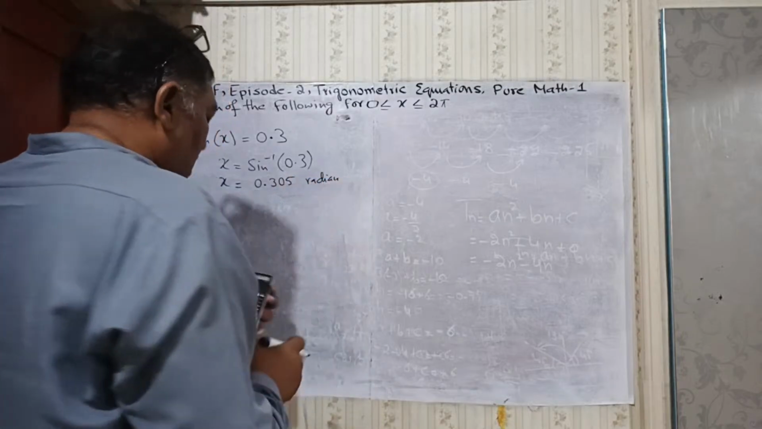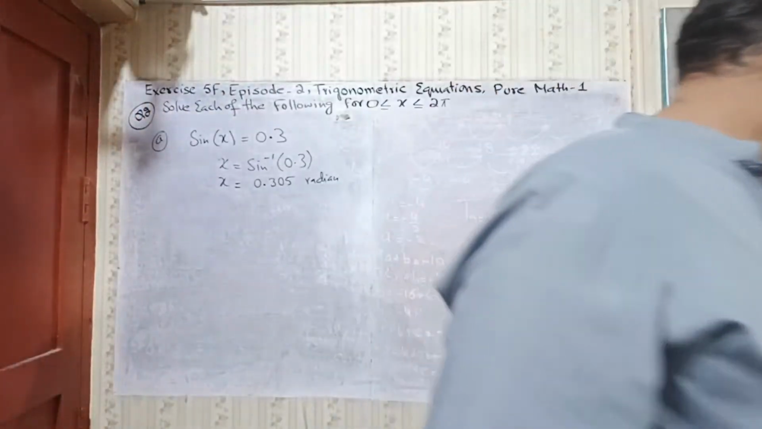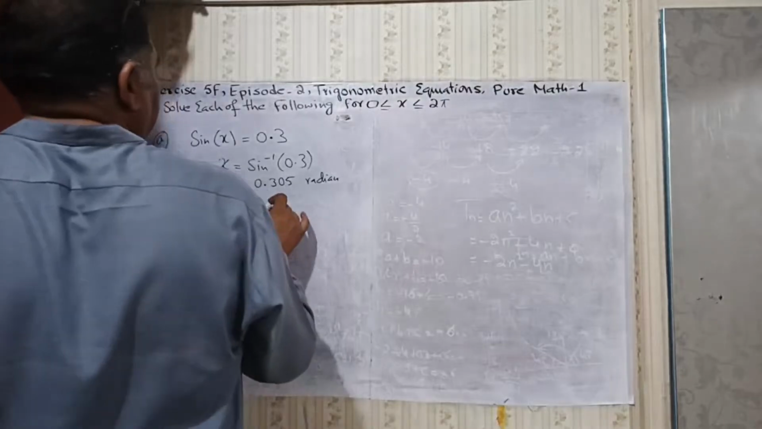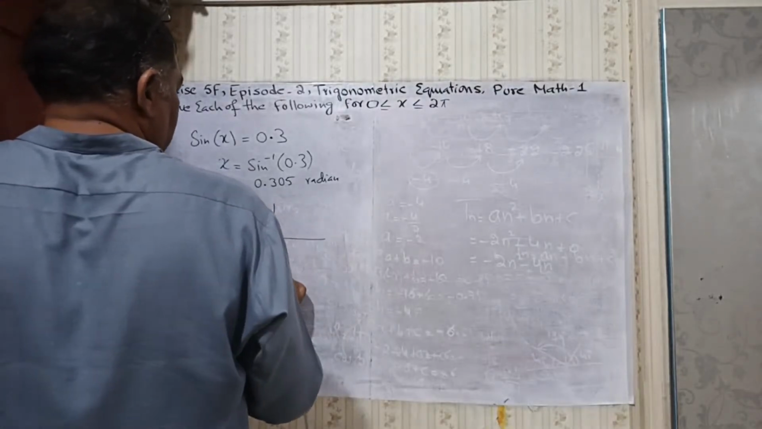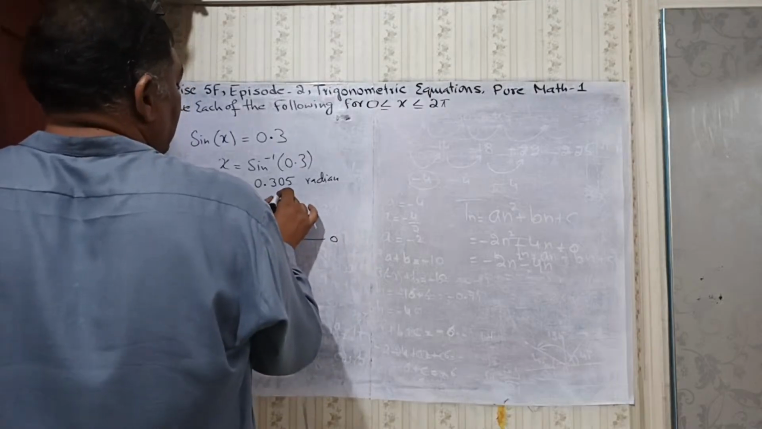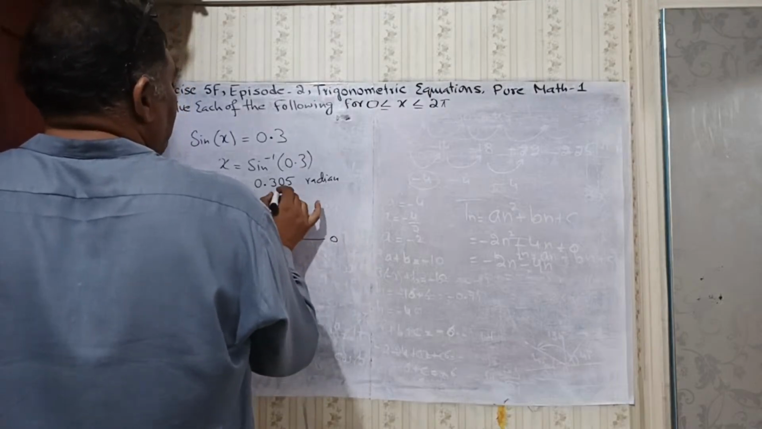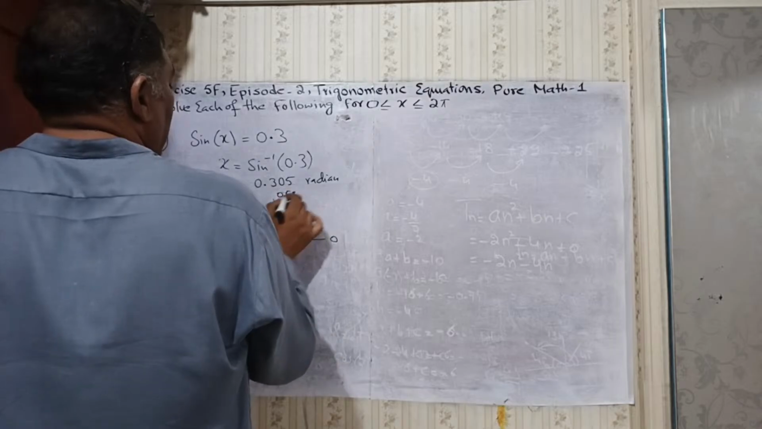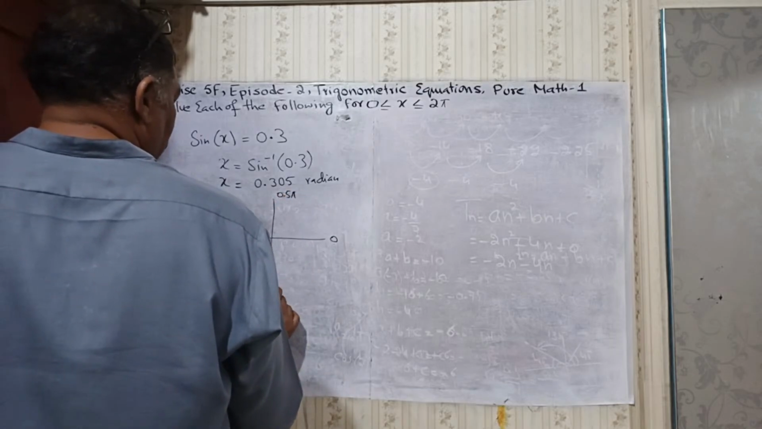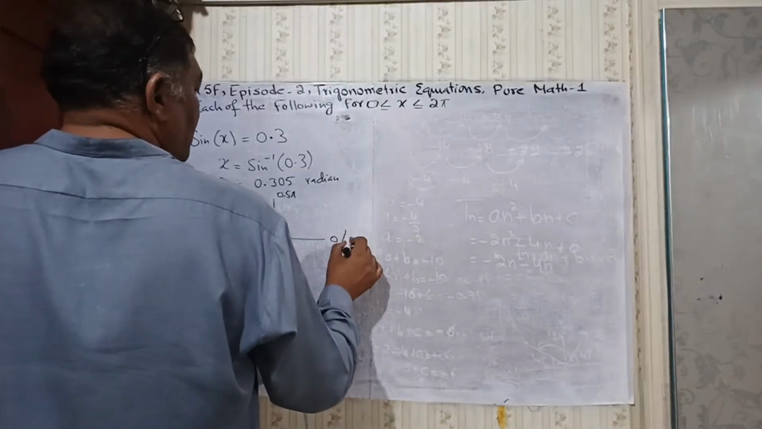Now, from 0 to 2 pi, I have to show all the angles. For that purpose, I will draw this diagram. This is 0, this is 0.5 pi, this is 1 pi, this is 1.5 pi, and this is 2 pi.